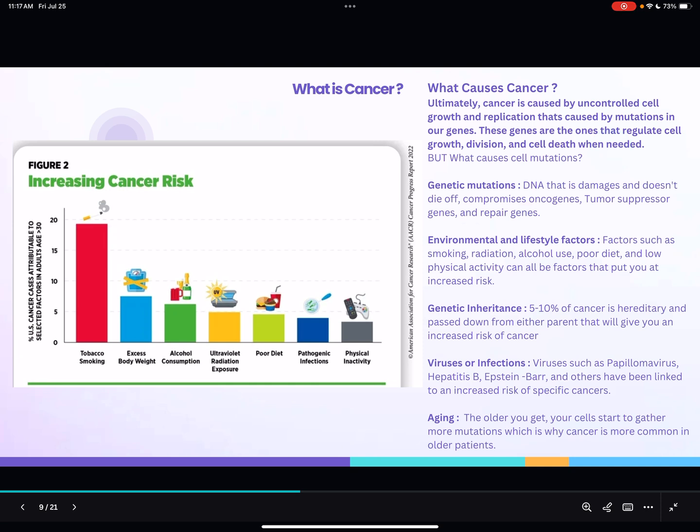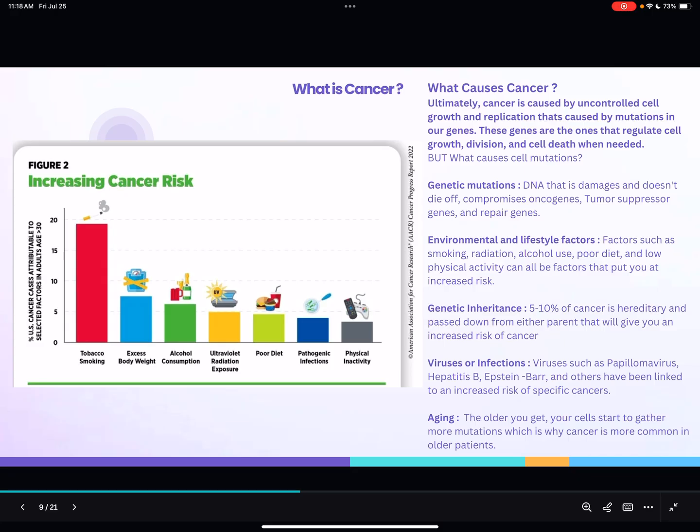So what causes cancer? Ultimately, cancer is caused by mutations, uncontrolled cell growth and replication in our genes. These genes are the ones that regulate cell growth, division, and cell death when it's needed. But what causes these mutations or increases the risk of getting these? We see genetic mutations, which basically are DNA that is damaged and doesn't die off, compromises oncogenes, tumor suppressor genes, and repair genes. We see that there are tons of environmental and lifestyle factors such as smoking, radiation, alcohol use, poor diet, low physical activity, and etc. These can all put you at an increased risk as well.